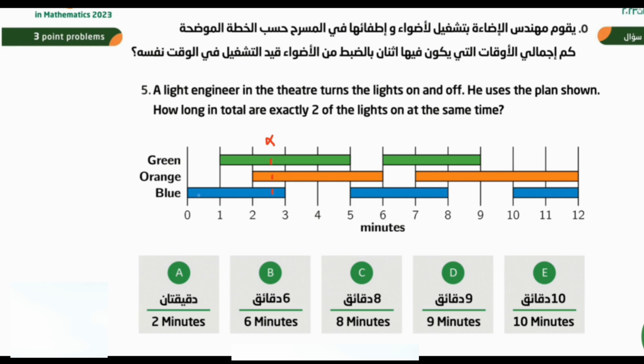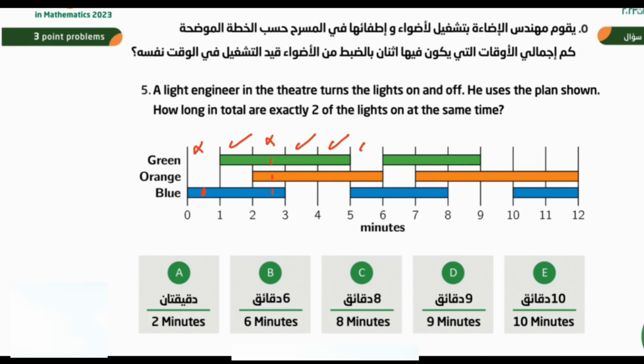And here, if we look here, we have just one. So also this one is not accepted. So we are going to look at exactly two, just two at the same time. So for example, here we have just two. So here is correct. And here also between 3 and 4 also 2, so this one is also correct. And here between 4 and 5 also we have 2, so this one is also correct.